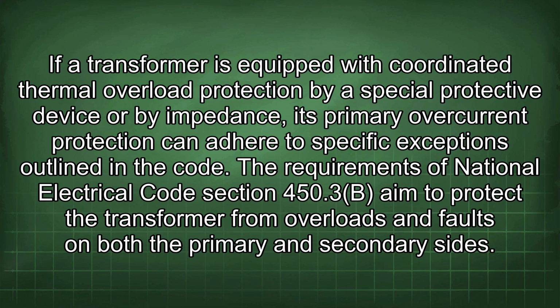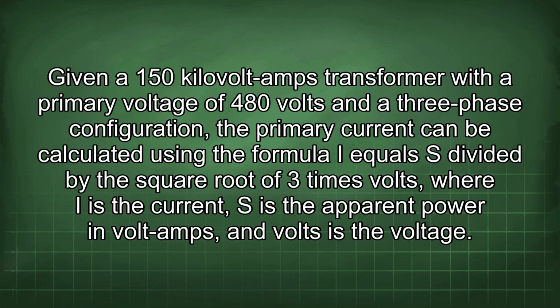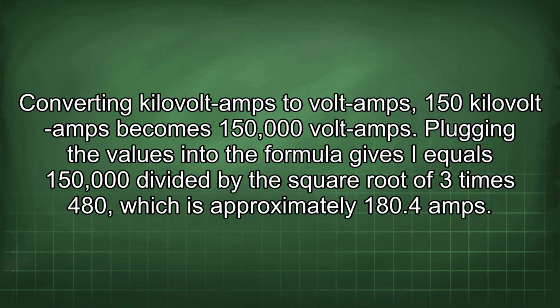primary and secondary sides. To verify the appropriateness of the 400 amps overcurrent protection device, the transformer's primary current must be calculated. Given a 150 kilovolt-amps transformer with a primary voltage of 480 volts and a three-phase configuration, the primary current can be calculated using the formula I equals S divided by the square root of 3 times V, where I is the current, S is the apparent power in volt-amps, and V is the voltage. Converting kilovolt-amps to volt-amps, 150 kilovolt-amps becomes 150,000 volt-amps.